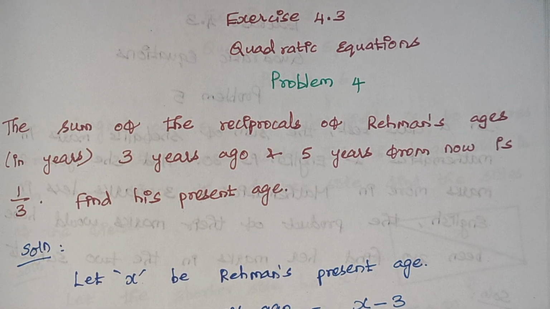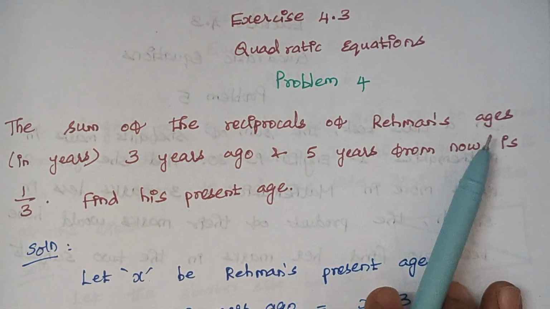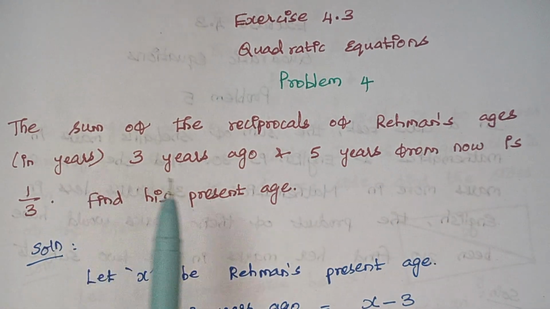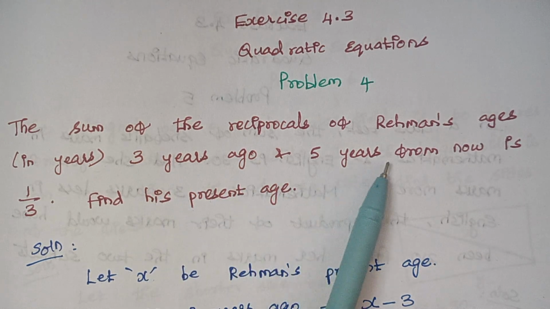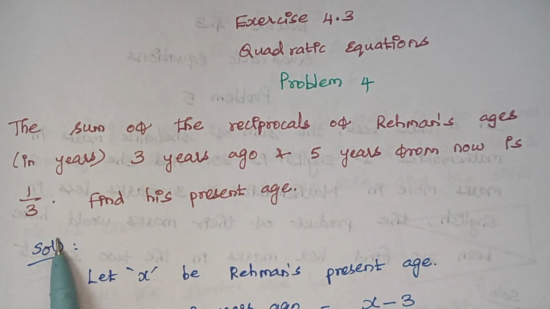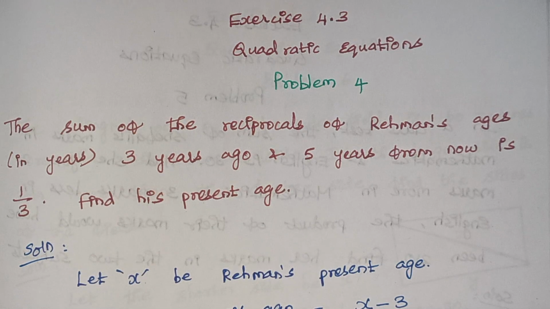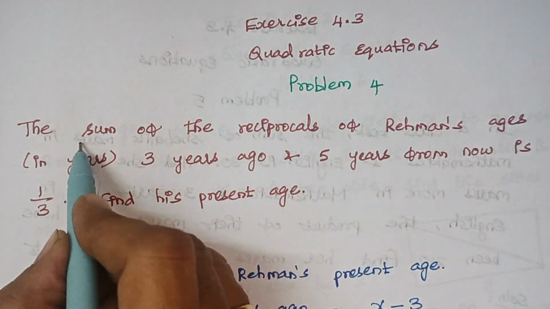Today we are going to solve problem 4 in exercise 4.3, quadratic equations. The problem is: the sum of the reciprocals of Rahman's ages in years 3 years ago and 5 years from now is 1 by 3. Find his present age.